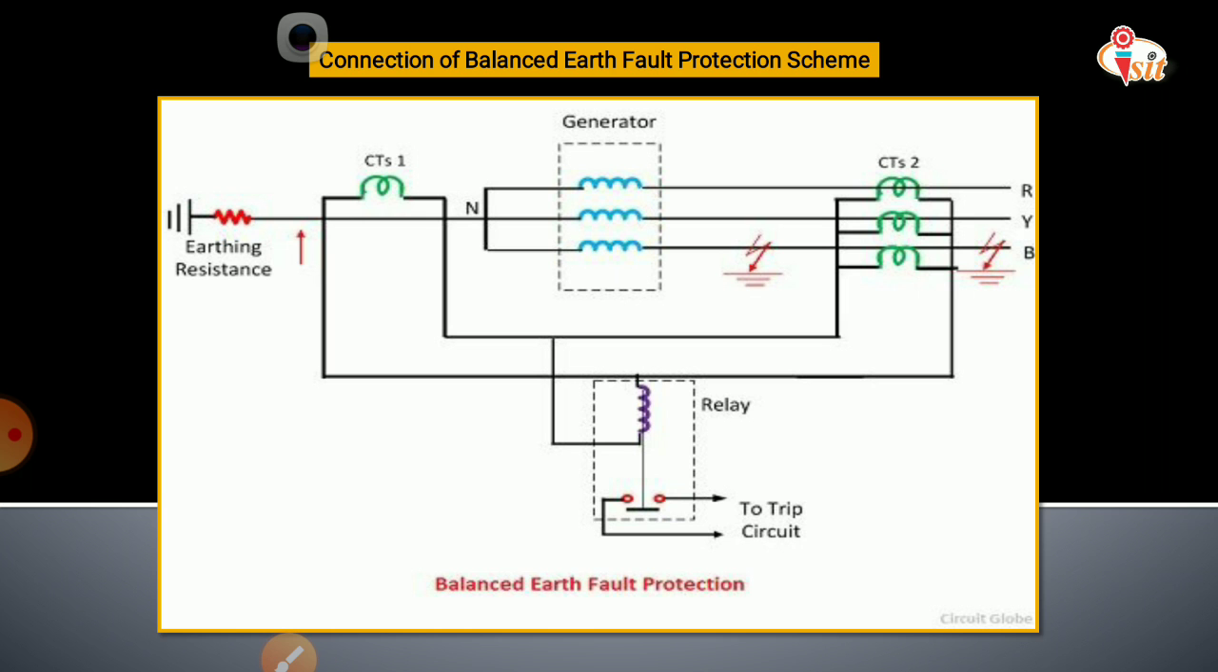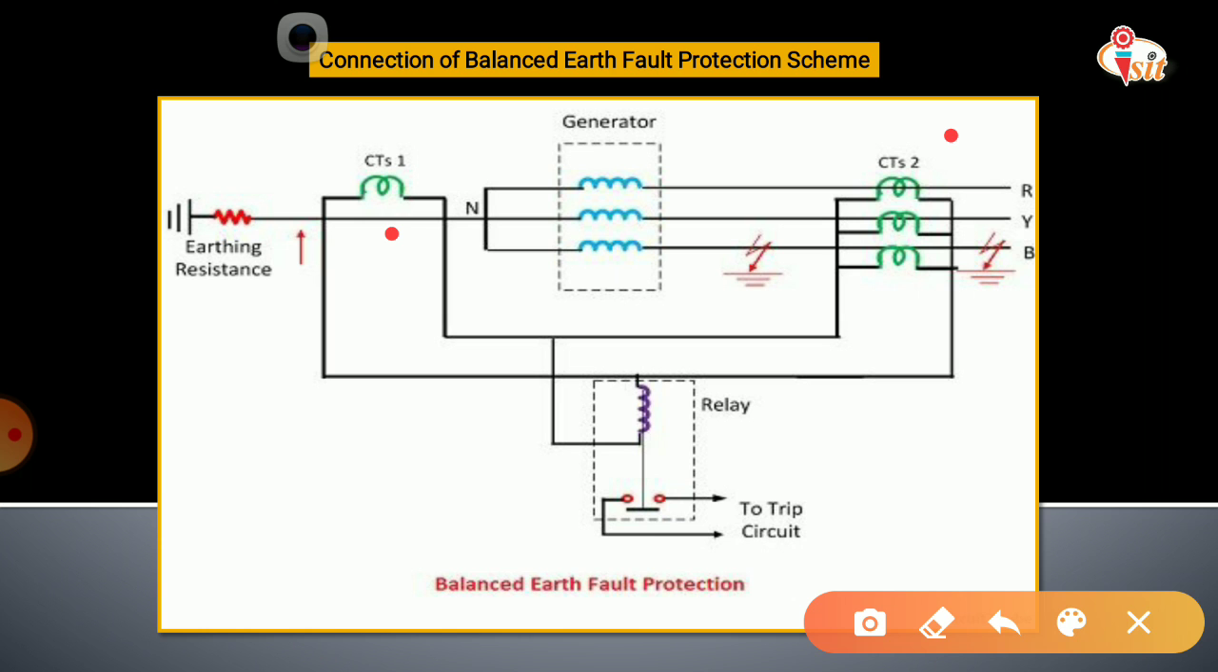So in this scheme the current transformers are mounted on each phase. So here are two sets of CTs, that is CT1, current transformer 1, and CT2, current transformer 2. CT1 will be connected in the neutral point, and CT2 is connected in each phase, that is R, Y and B. So three sets of CTs are connected in R, Y, B phase, and one set of CT is connected in neutral and the earth wire.